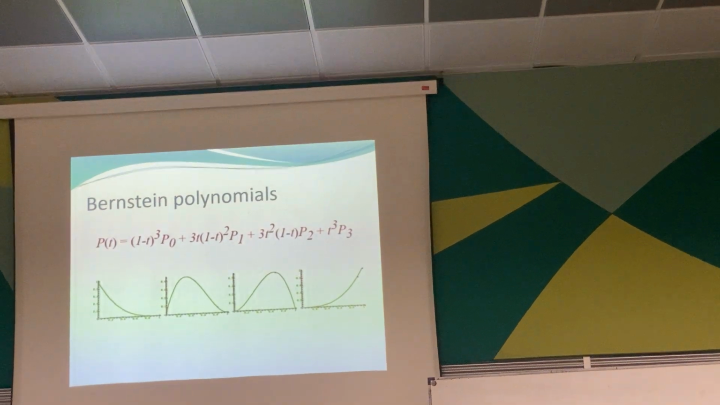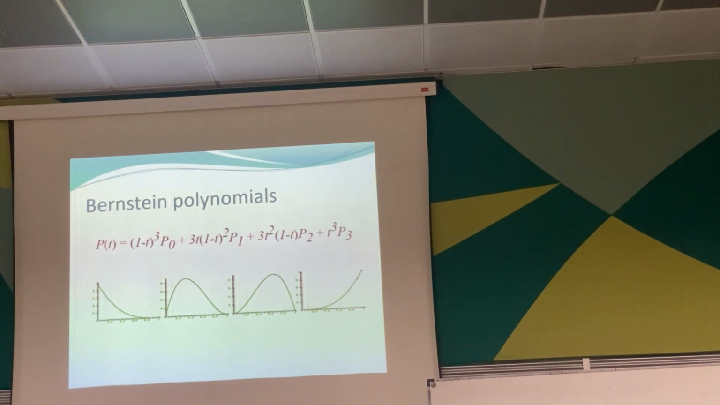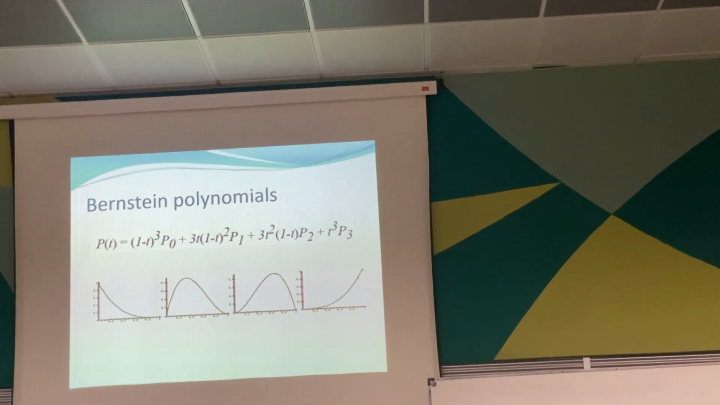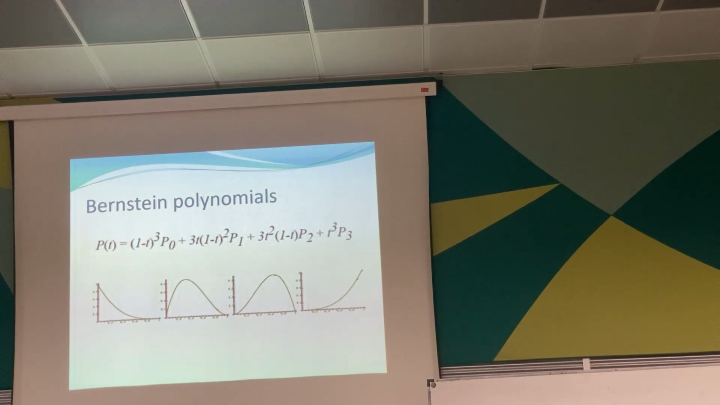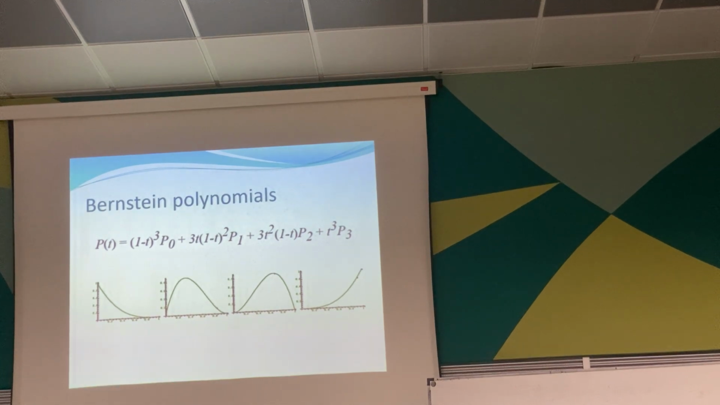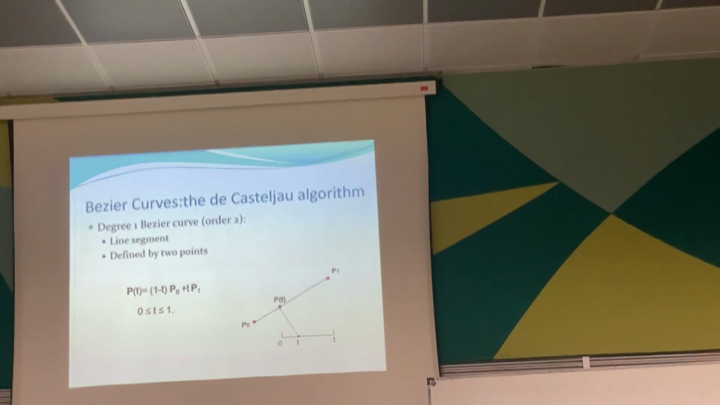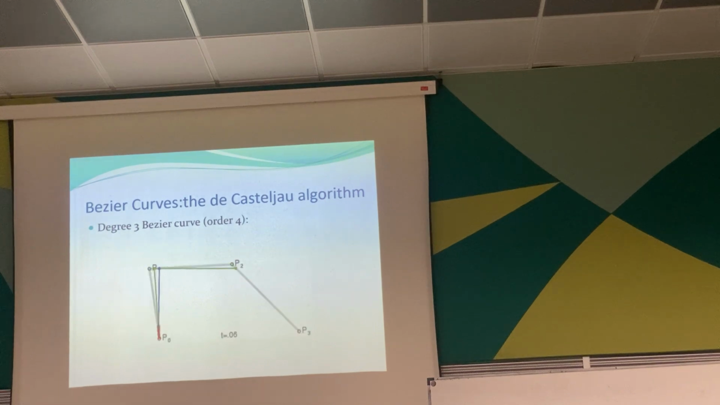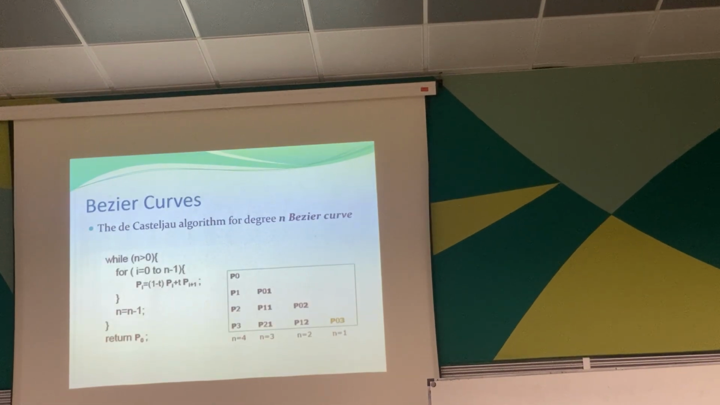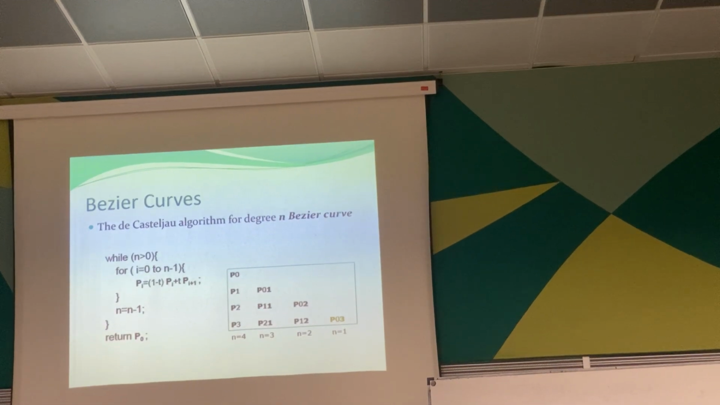So you can generate many different types of curve, depending on where you put your control points. If you move your control point, then the curve also will change. That is also one of the limitations. So we see already degree 3, and this one is a Bezier curve. This is the code.